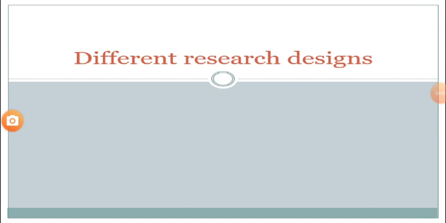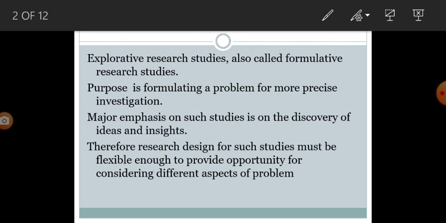Good morning. Our topic is research design and the different types of research design. As we discussed in the earlier classes, research design is the plan of action for doing a research, or it is a blueprint of the research work. There are different types of research designs. It is classified into different types. Then one is explorative research design, or research design for explorative studies.